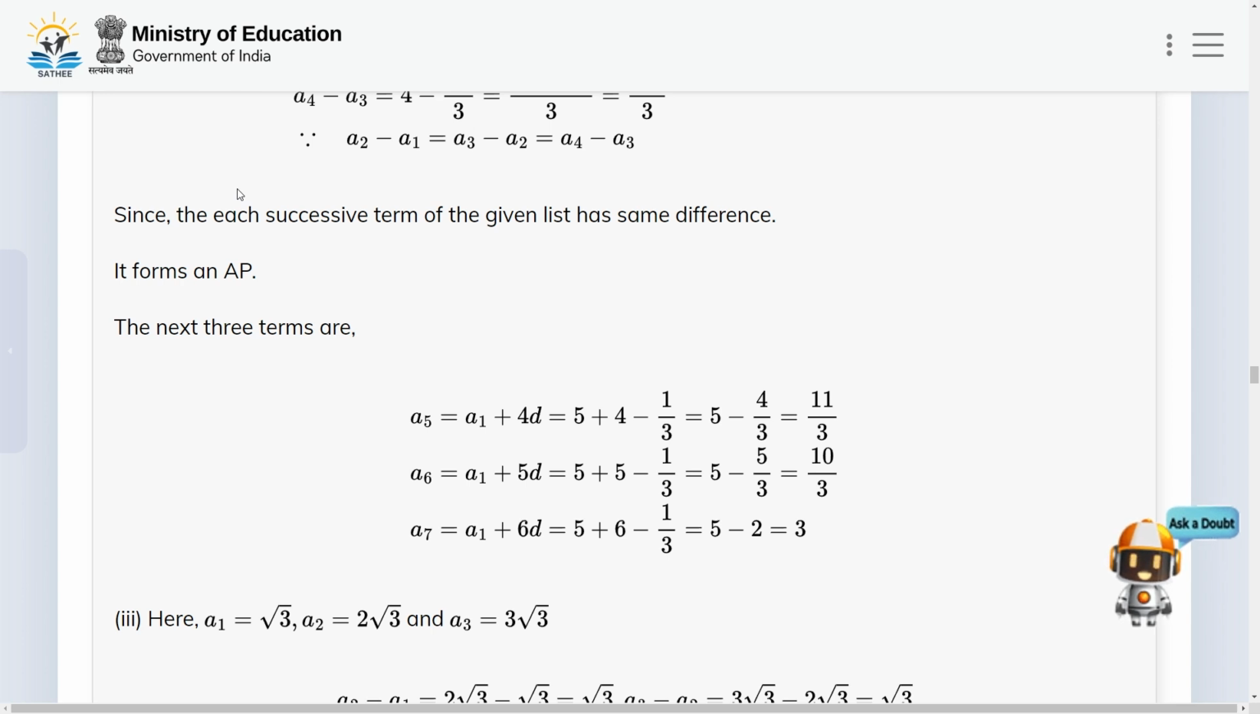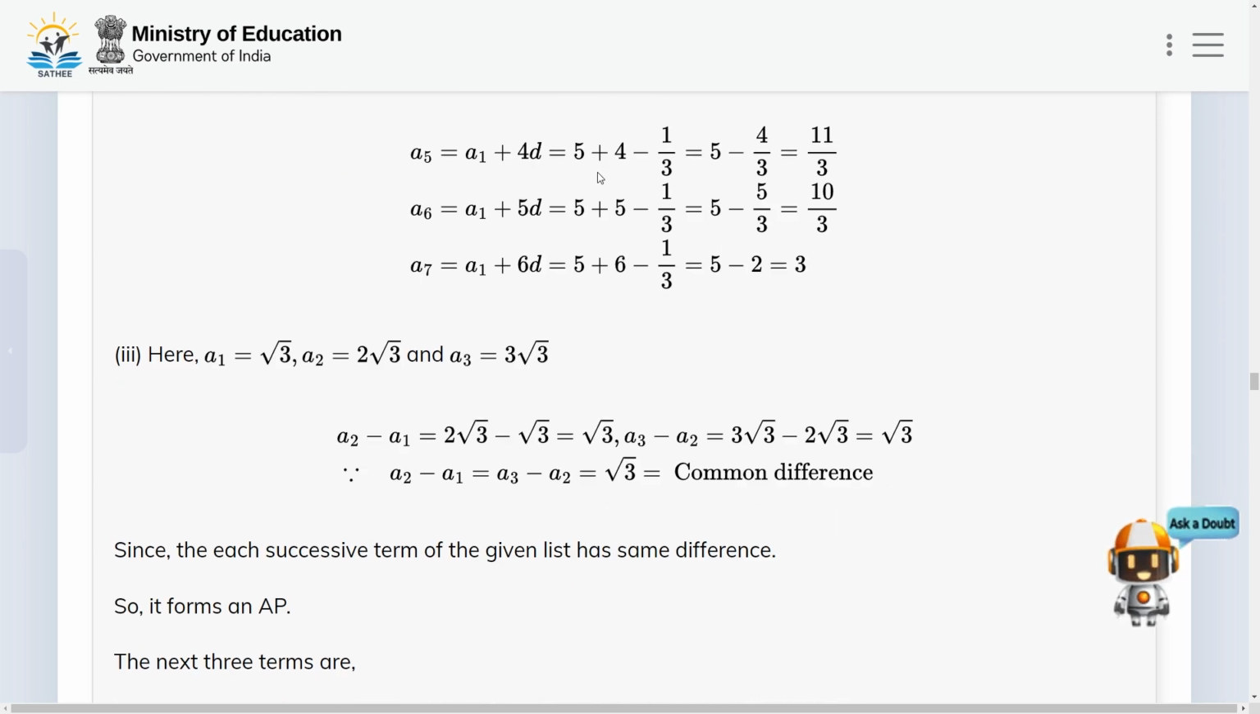So a5 is equal to a1 plus 4d, which is 5 plus 4 times minus 1 by 3, that is 5 minus 4 by 3, which is equal to 11 by 3. And a6 is equal to a1 plus 5d, which is 5 plus 5 into minus 1 by 3, that is 5 minus 5 by 3, which is equal to 10 by 3. And a7 is equal to a1 plus 6d, which is 5 plus 6 times minus 1 by 3, that is 5 minus 2, which is equal to 3.